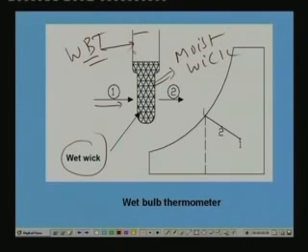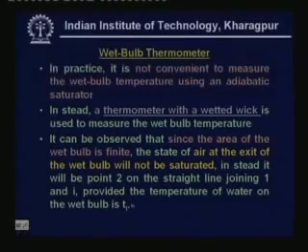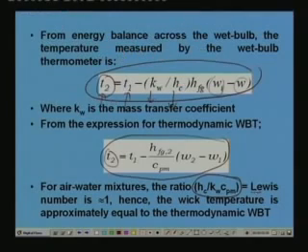If you apply the straight line law, you find that if this is the inlet condition to the wet bulb thermometer, and this is the temperature of the moisture on the bulb, then the outlet condition lies somewhere here. And it is called the Lewis number. So, when the Lewis number becomes 1, then the temperature measured by a wet bulb thermometer is the same as the thermodynamic wet bulb temperature. So, this is the principle.